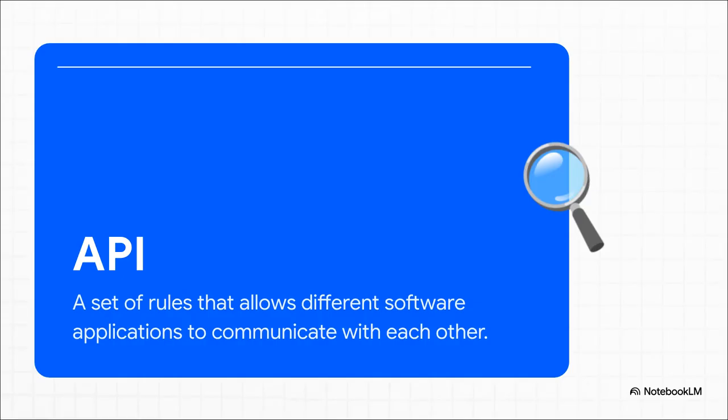Okay, so what is an API? The textbook definition is application programming interface. But what does that actually mean? Just think of it like a contract, a clear set of rules that lets one program ask another program for information or to do something without having to know all the messy details of how that other program is built.